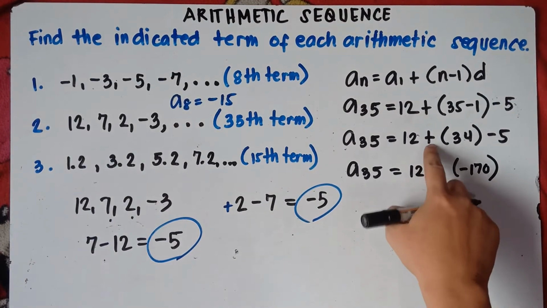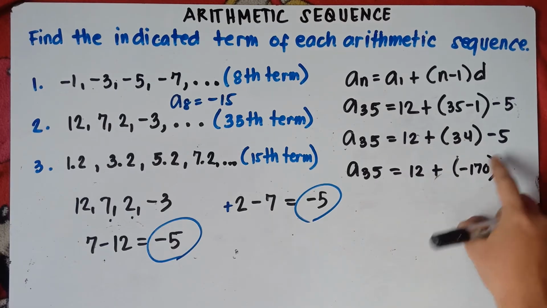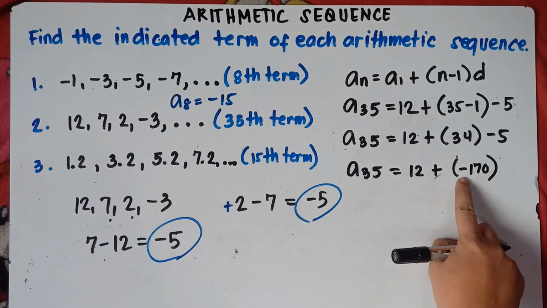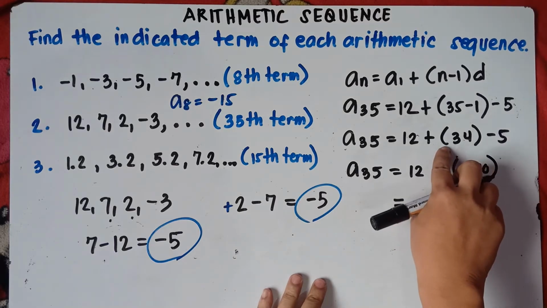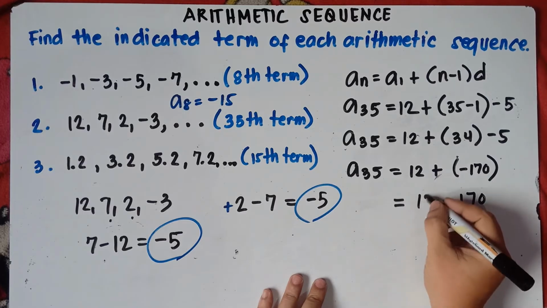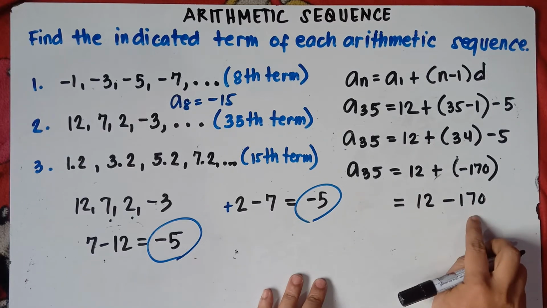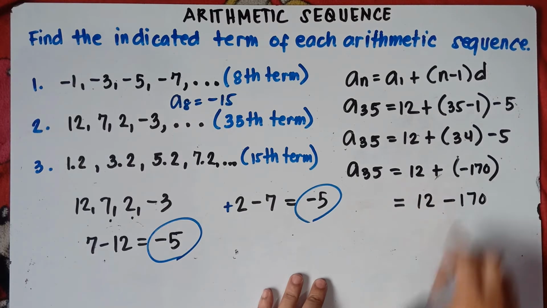Alright, so you can copy the plus sign and then 34 times negative 5. That's negative 170. So there are some students, class, who simply multiply this one, positive 34 times negative 5, and you will get negative 170, and then 12 minus 170, but you will get the same answer, class. Okay, you will get the same answer if you do it this way.